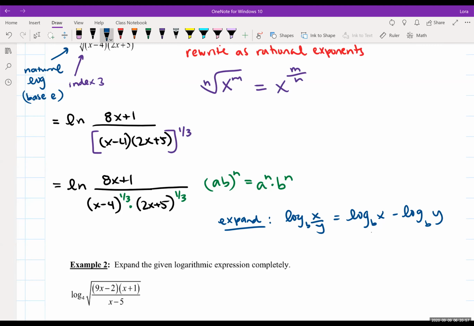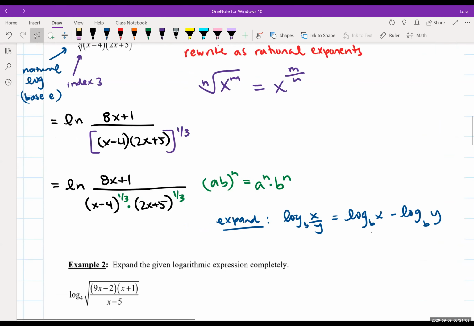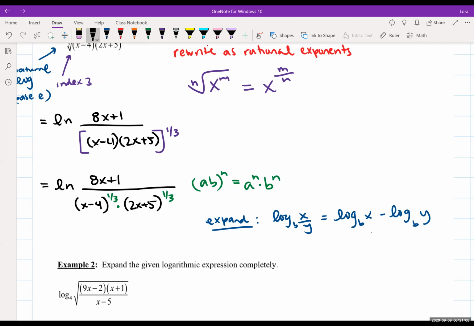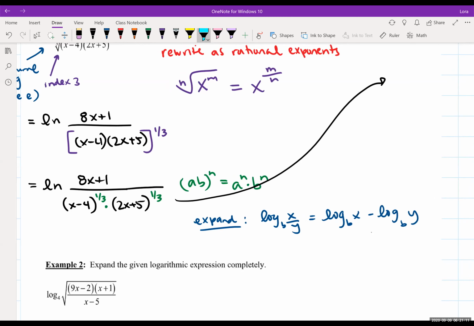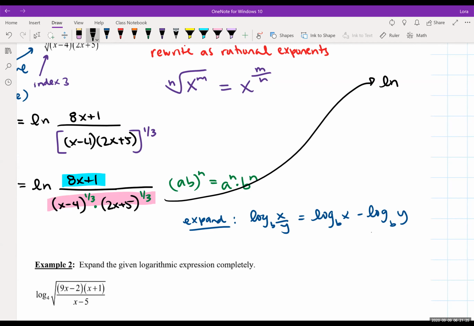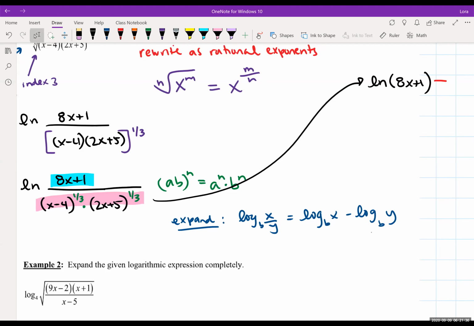So we can take that root. Let me move this over a little bit so that we can see it. I have to use an arrow because I have my properties in the way. So just so that you see what I see, a numerator of 8x plus 1, and a denominator of factors. So when I rewrite it, I will be using the natural log. So this will be the natural log of the numerator, which is 8x plus 1. And I will be subtracting off the natural log of the entire denominator.